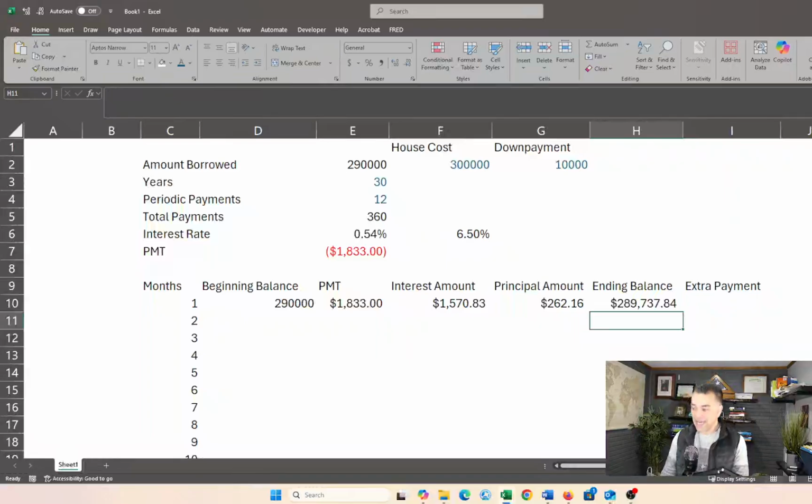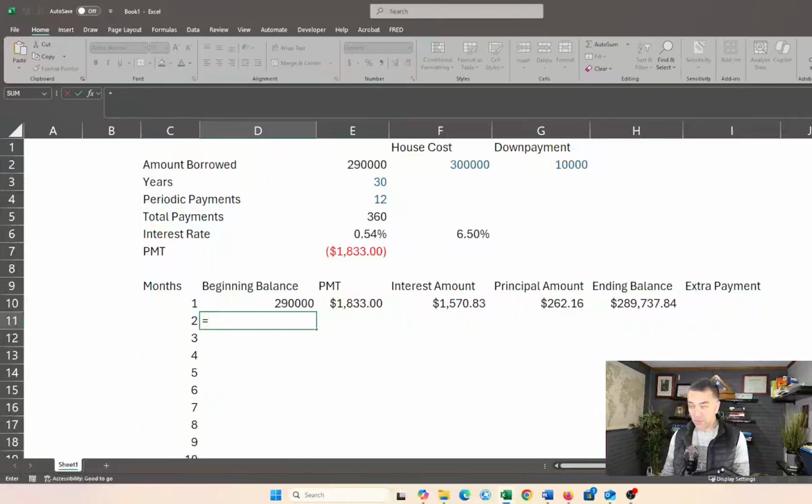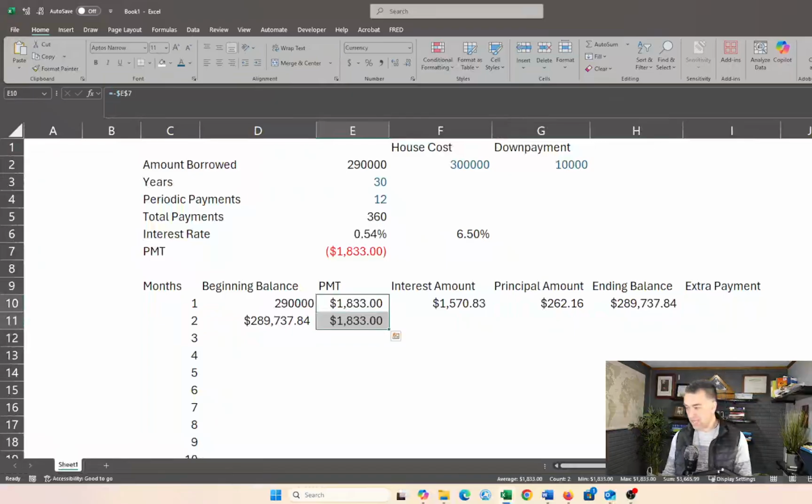Okay, I think we got pretty much everything set up here. So what I'm going to do is we're going to enter it in one more time. Okay, so let's do this again so you can see how it works. I'm going to go to the beginning balance, where the beginning balance of month 2 is the ending balance of the previous month. And then the PMT, well, that's going to be the same. So I can just drag that down because I put the absolute reference on it.